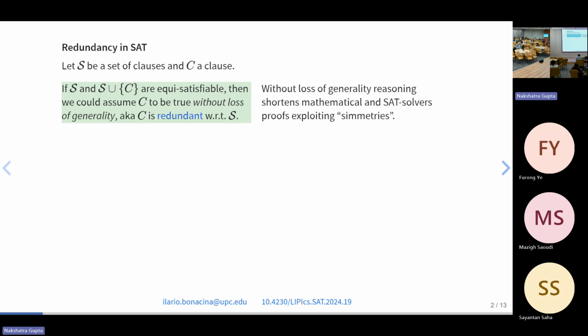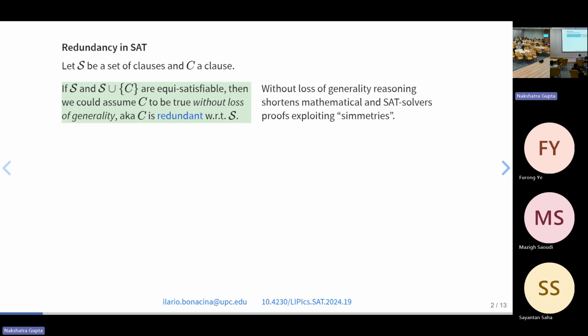We already heard about redundancy quite a bit in this conference. Let me quickly recap some small things, and then I will go to the core of what I want to talk about. We have a set of clauses S and a clause C that we want to add. If this set of clauses and the same set when you add this clause are equisatisfiable, then we can say that we can assume this clause to be true without loss of generality. And thus we say that the clause is redundant with respect to this set of clauses.